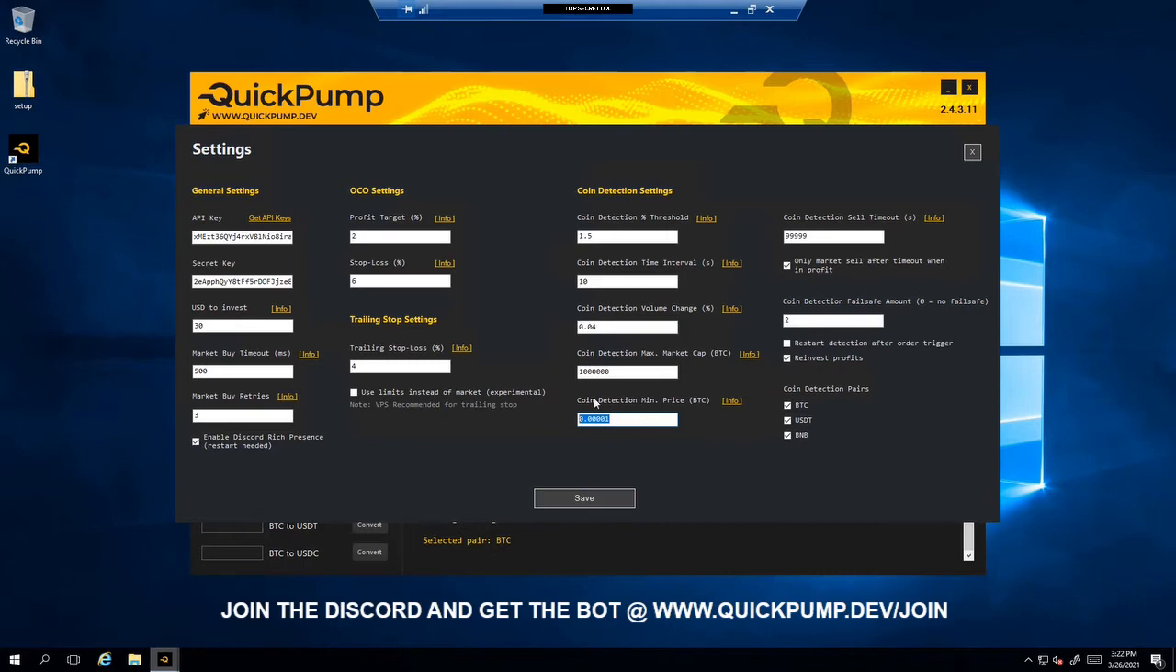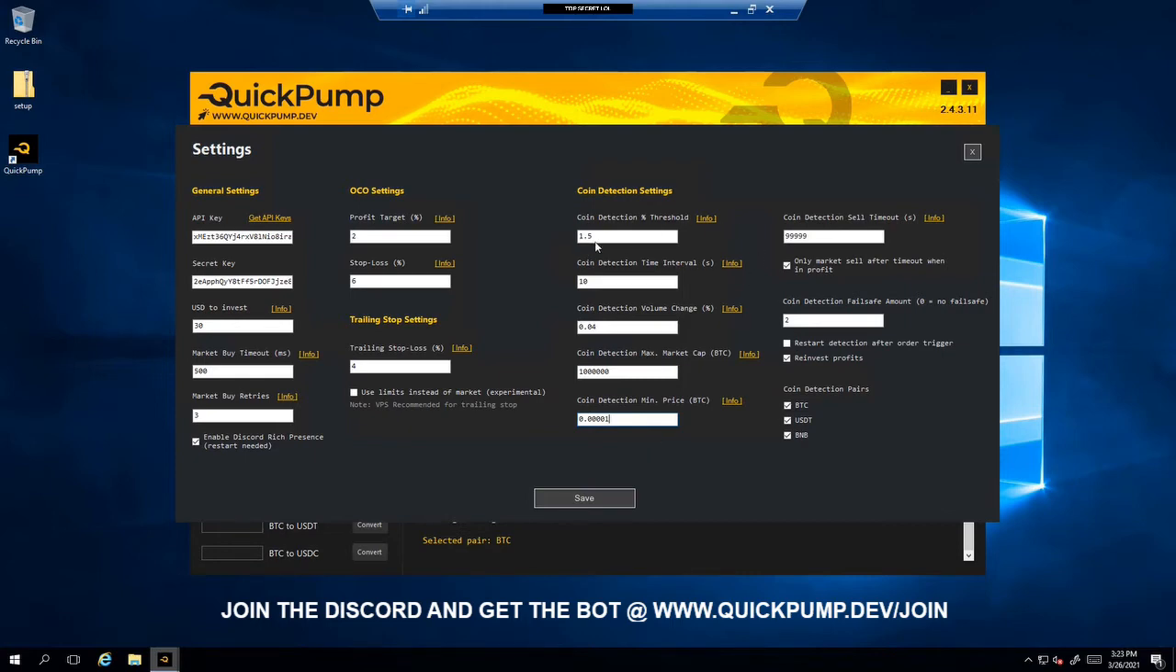Sometimes I will target this, depending on what my strategy for that day is. If the bigger coins are the only ones that are strong that day, I might come in here and adjust the coin detection minimum to something a little bit more aggressive with some of the bigger coins.